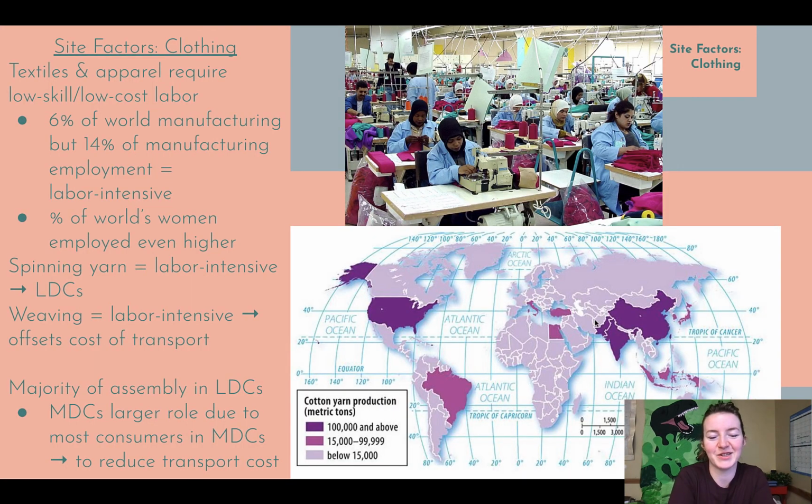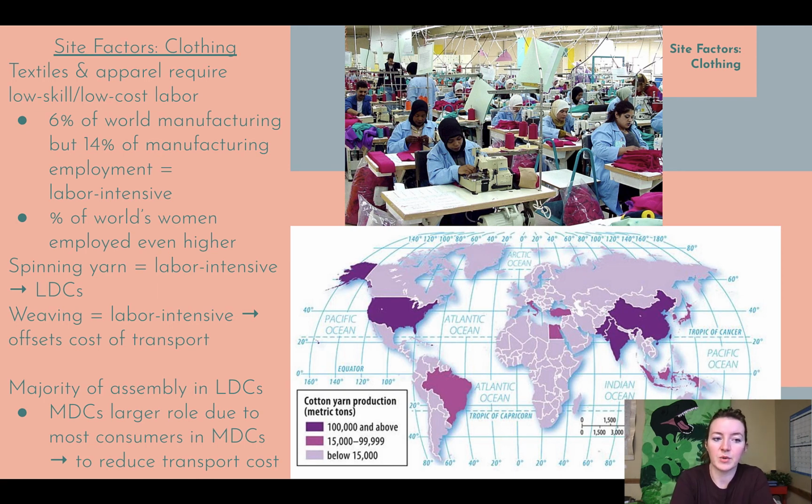All right. So let's apply some of these site factors. First off, we're going to look at clothing. Textiles and apparel require low skill and low cost labor. We make lots and lots of clothes all the time. We all have a whole lot of them, or most of us have a whole lot of them. And this is often through a concept that we refer to as fast fashion.